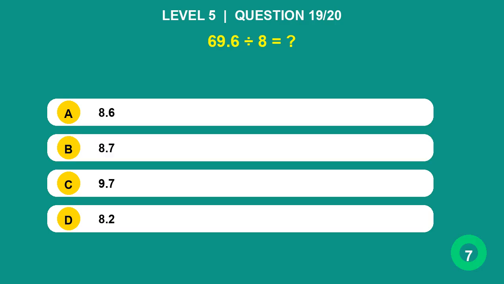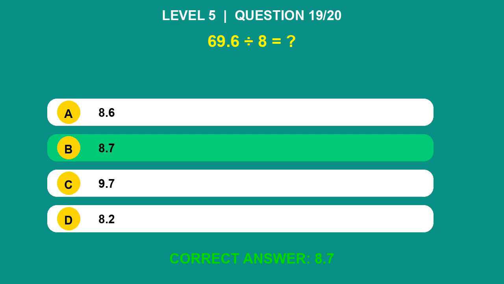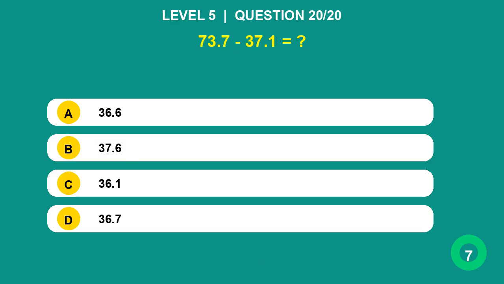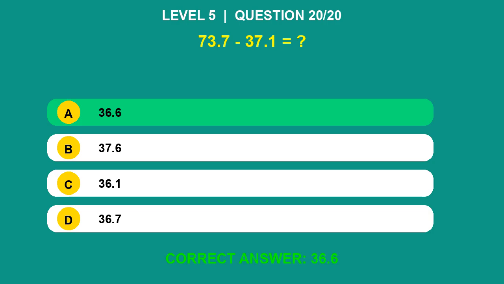Question 19. 69.6 divided by 8 equals? The correct answer is 8.7. Question 20. 73.7 minus 37.1 equals? The correct answer is 36.6.